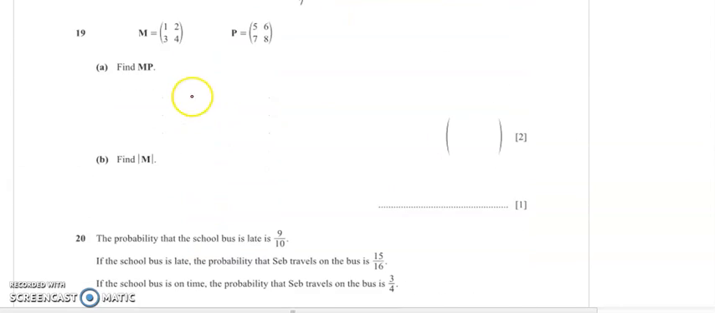Next, we are given matrix M, which is 1, 2, 3, 4, and P, which is 5, 6, 7, 8. We have to find MP. So let's multiply M with P.